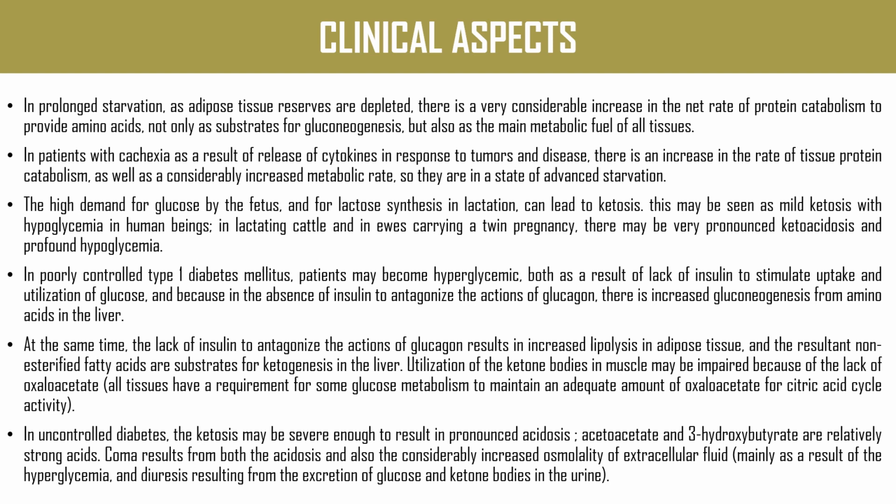In uncontrolled diabetes, the ketosis may be severe enough to result in pronounced acidosis. Acetoacetate and 3-hydroxybutyrate are relatively strong acids. Coma results from both the acidosis and also considerably increased osmolality of extracellular fluid, mainly as a result of hyperglycemia and diuresis resulting from the excretion of glucose and ketone bodies in the urine.